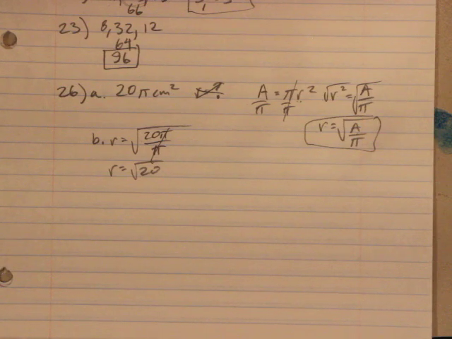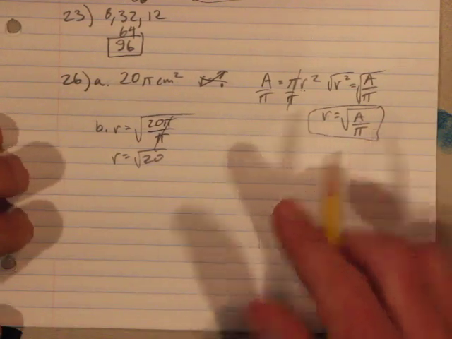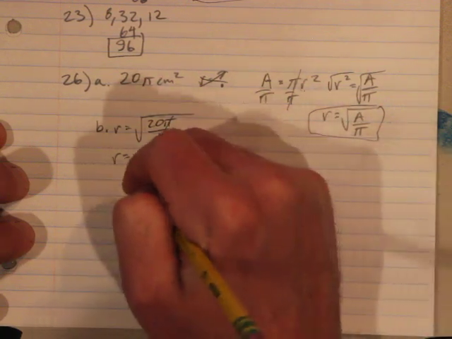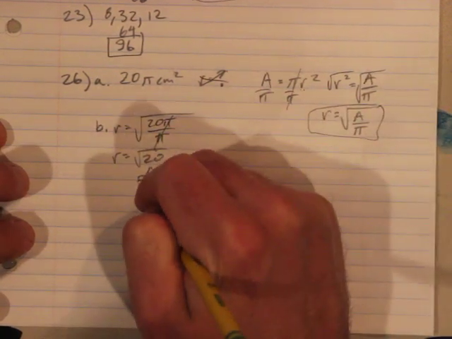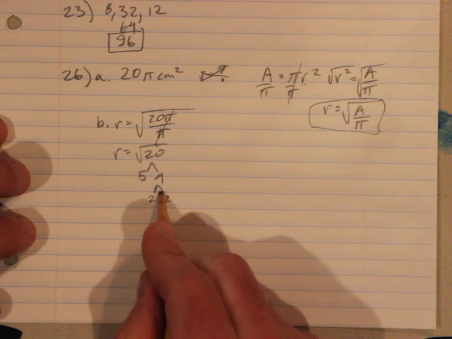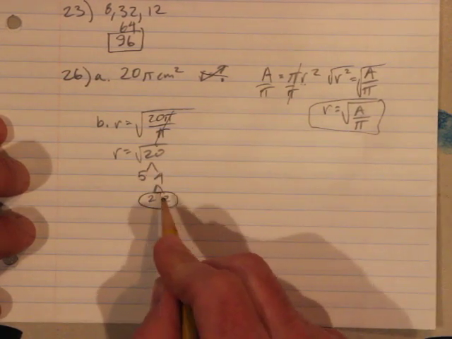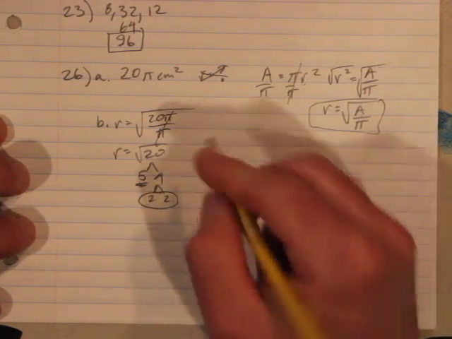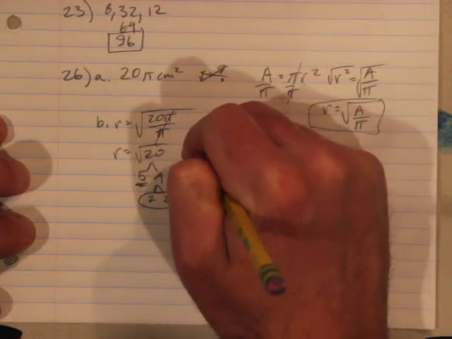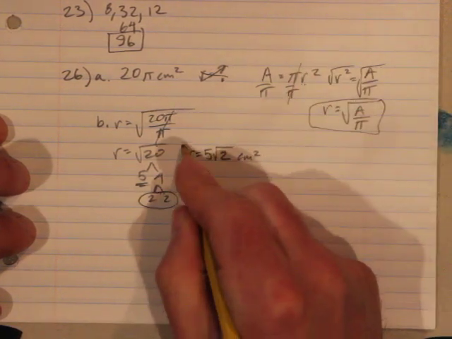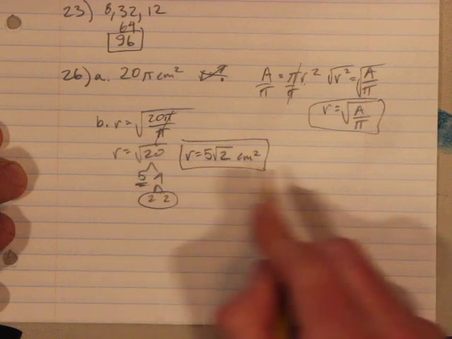Now, they didn't say if they want this. We'll keep it in terms of radical. We won't put it in the calculator. So 20 is 5 times 4, and 4 is 2 times 2. There again it is my 2 times 2, which is going to come out of the radical, and my 5 is going to have to stay. My radius is 5 times the square root of 2 centimeters squared. So that's B there.